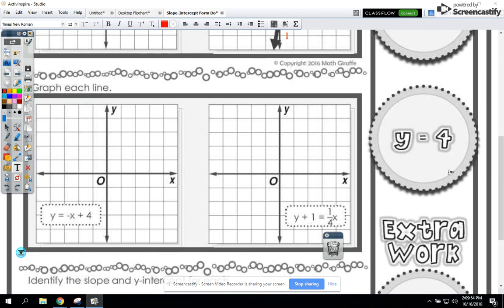If you haven't already done so, go ahead and graph these lines, then pause the video, graph the lines, and then check back.